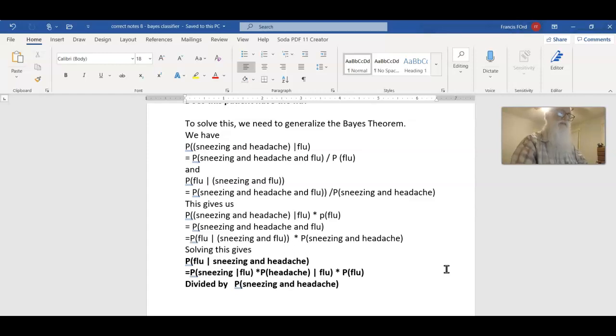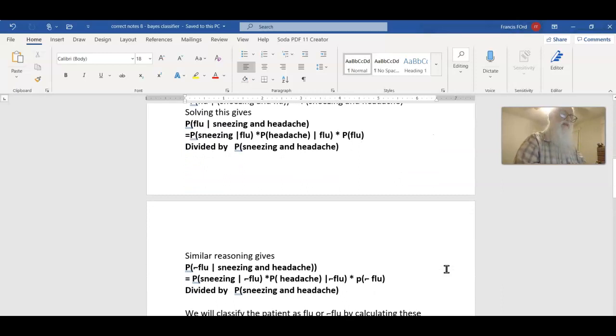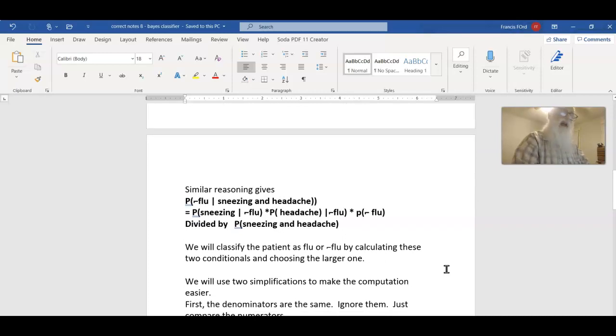The difference is that we're making a very big assumption, which I'll emphasize again in a minute. You'll notice that I've taken the probability of sneezing and headache given the flu, and instead put two probabilities together and multiplied them. That we'll talk about. Now you can do the same thing on the other side, and I basically did the same way. And now I'm going to talk about what I was doing there and how I made those changes.